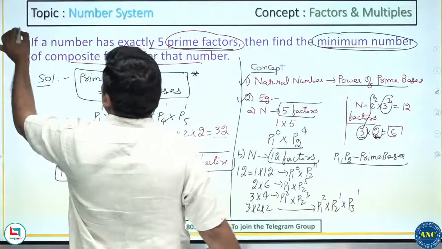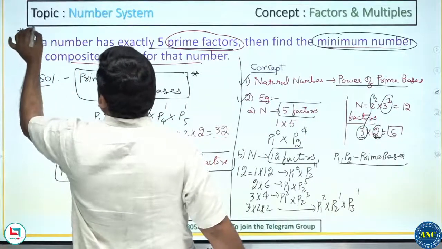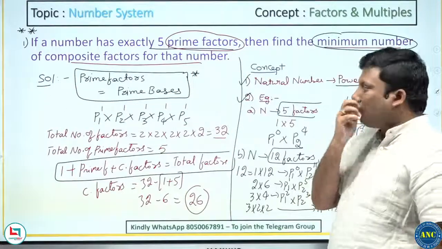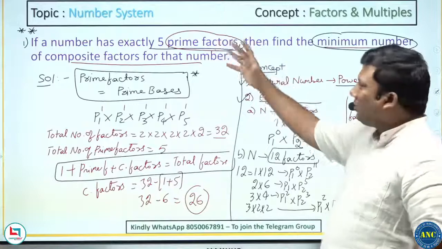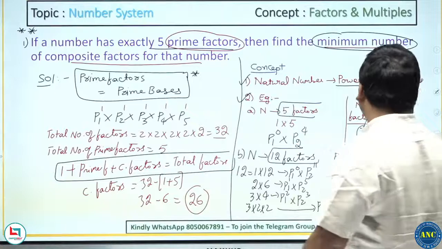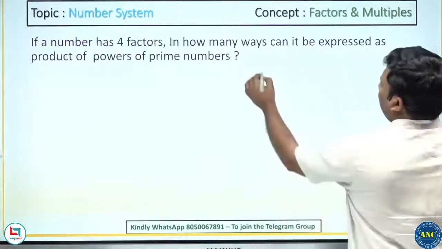Please put a star mark on this question, sir. Each and every question is a very, very good question. Prime factors are given in the question and he is asking to find the minimum number of composite factors.